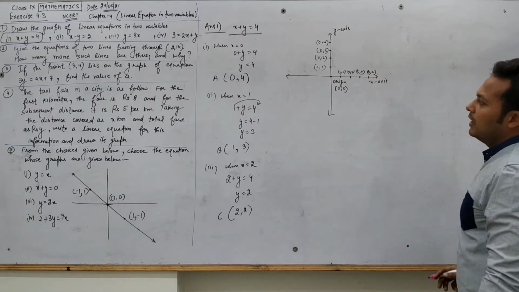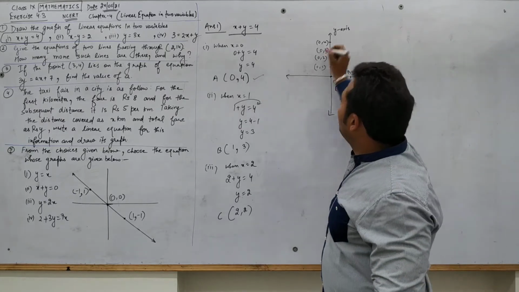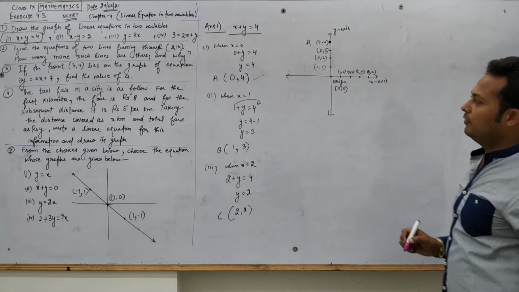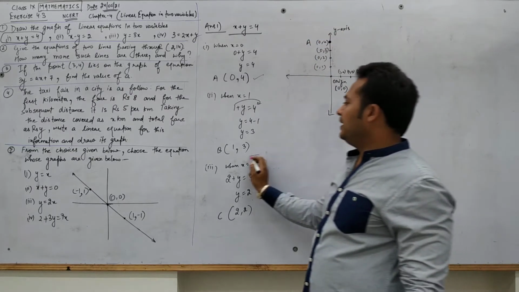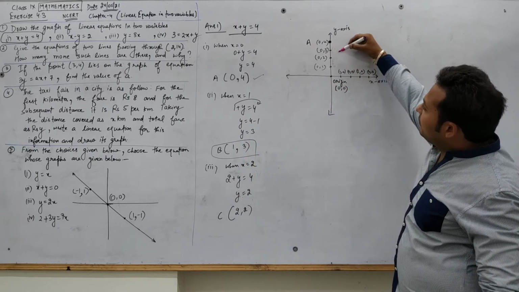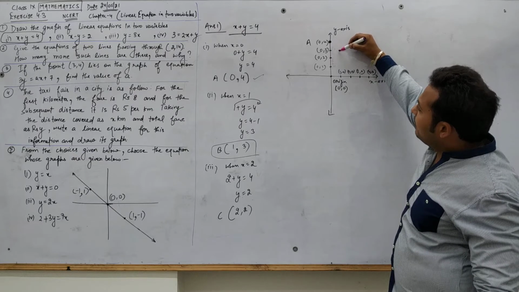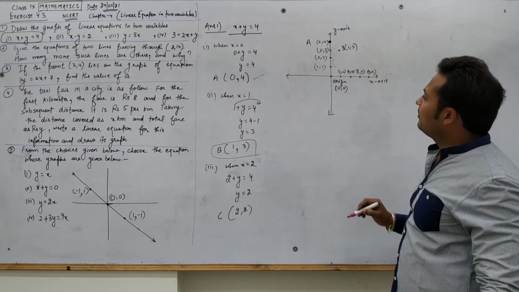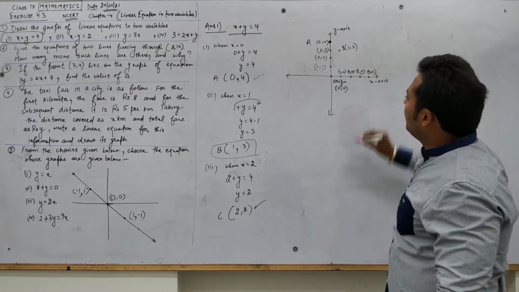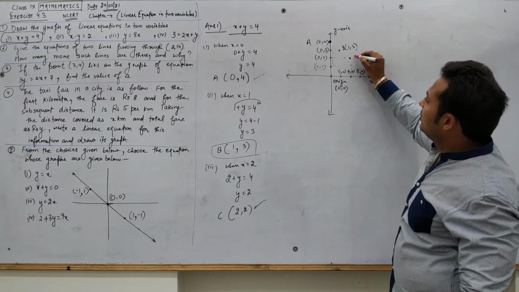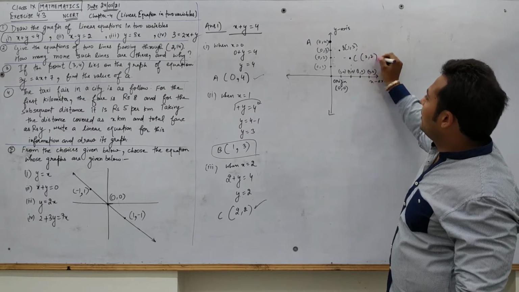Now children, our first point is A, (0, 4). So this point is (0, 4). Our second point is B, (1, 3). On the x-axis it is 1 and on the y-axis it is 3. So the point will lie here, (1, 3). Okay, and the next point is (2, 2). (2, 2) would lie here, C point (2, 2).